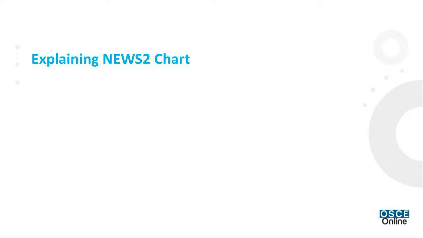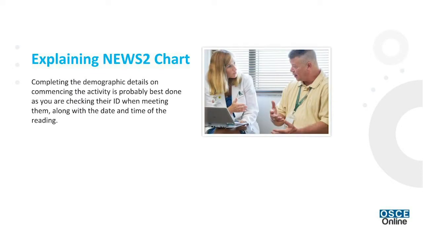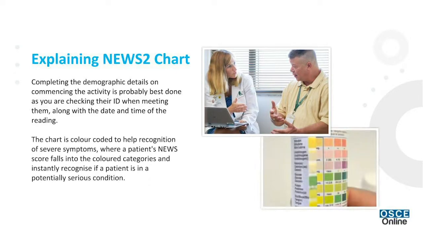Training NEWS2 chart. Completing the demographic details on commencing the activity is probably best done as you are checking their ID when meeting them, along with the date and time of the reading. The chart is color-coded to help you recognize severe symptoms. Where a patient's NEWS score falls into the colored category, you can instantly recognize if a patient is in a potentially serious condition.